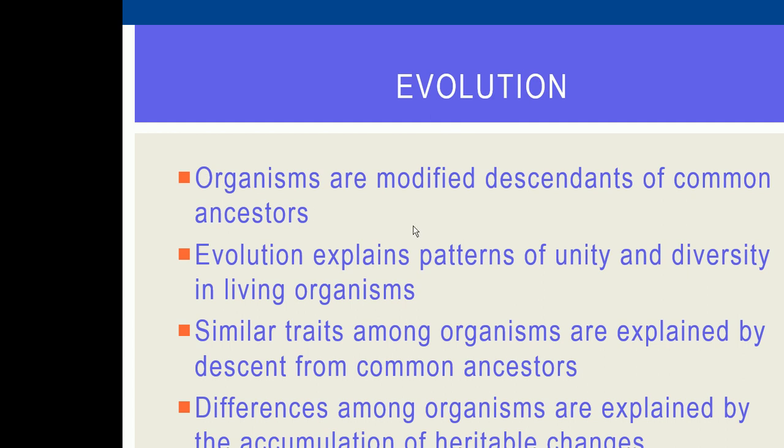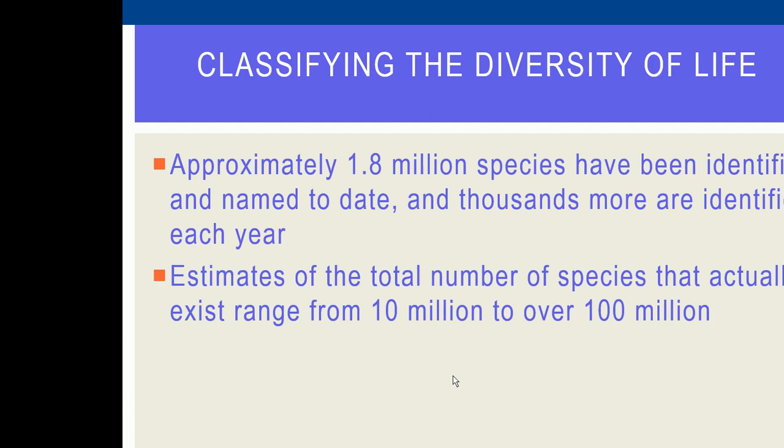Evolution explains the pattern of unity and diversity in living organisms. Similar traits among organisms are explained by descent from common ancestors. Differences among organisms are explained by the accumulation of heritable changes. We have a lot of things in common because we originated from the same ancestors. But we are also different. So why are we different? Because some changes took place in our DNA, and those changes are called heritable changes. So the differences among organisms are because of the accumulation of heritable changes.